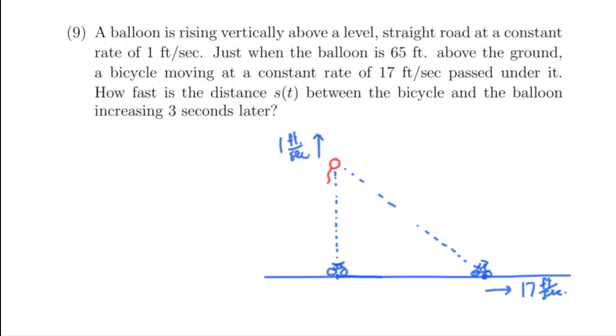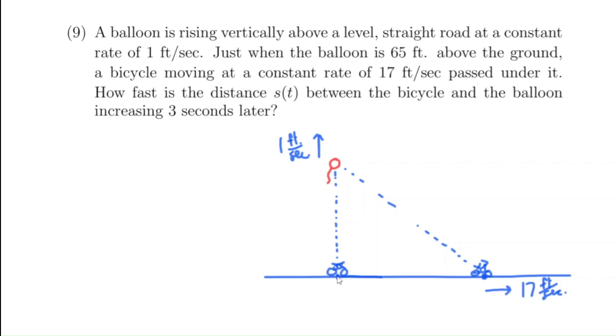And for our last problem, we have this one, number 9. A balloon is rising vertically above a level, straight road at a constant rate of 1 foot per second. Just when the balloon is 65 feet above the ground, a bicycle moving at a constant rate of 17 feet per second passes under it. How fast is the distance, S of t, between the bicycle and the balloon increasing 3 seconds later?